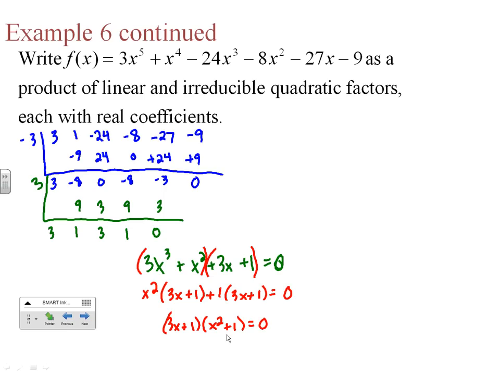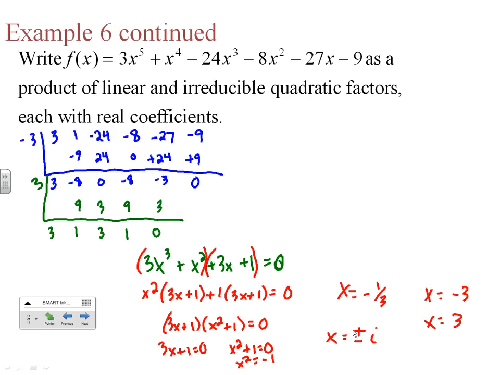So 3x plus 1 equals 0 is going to give me one zero, and x squared plus 1 equals 0 will give me two zeros. 3x plus 1 equals 0 gives me x equals -1/3. For x squared plus 1 equals 0, I subtract the 1 over and square root each side, so I get x equals plus and minus the square root of -1, which is just i. So my zeros are -3, 3, -1/3, and plus and minus i.